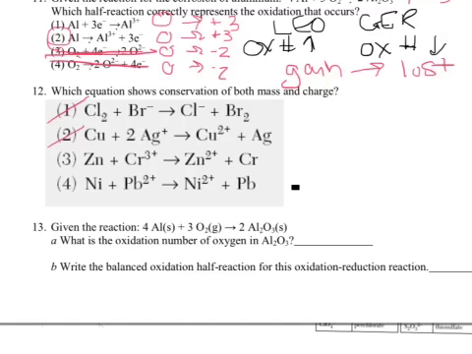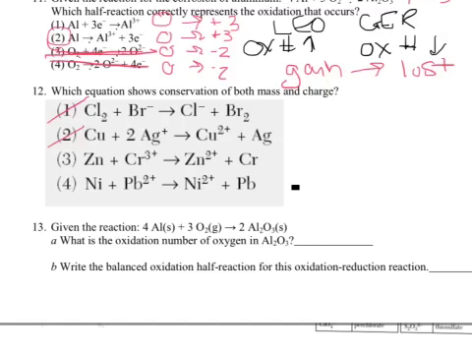I have 1 zinc on the reactant side and 1 zinc on the product side. 1 chromium on the reactant side and 1 chromium on the product side. So according to atoms, it's balanced. Now, when I look at choice 4, the same is true. 1 nickel, 1 nickel. 1 lead, 1 lead. So now we have to see how they are different. And the way in which they're different are the charges.